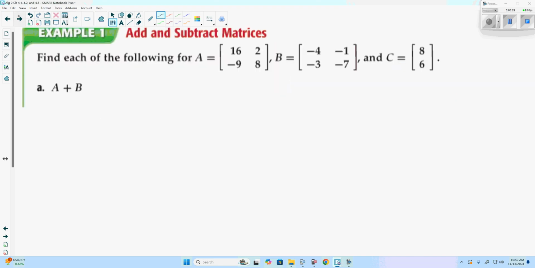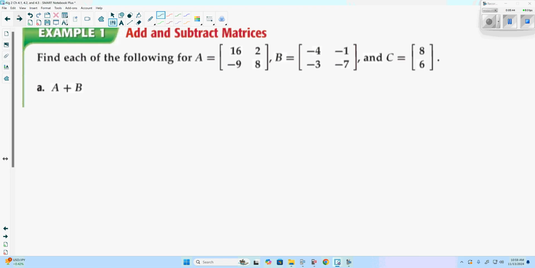Next thing we're talking about is addition and subtraction. We've done addition and subtraction before. We've talked about this before. To be able to add or subtract two matrices, the dimensions have to be the same. They have to be the exact same.